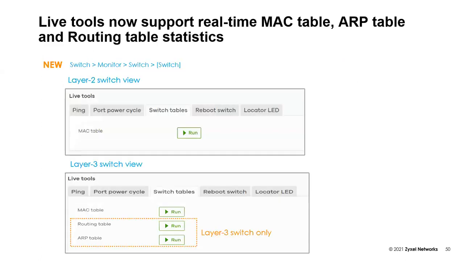If you go into the live tool settings now, we now have the ability in real time to see the MAC table, the ARP table, and the routing table. So giving you some more tools here for troubleshooting issues on your network.